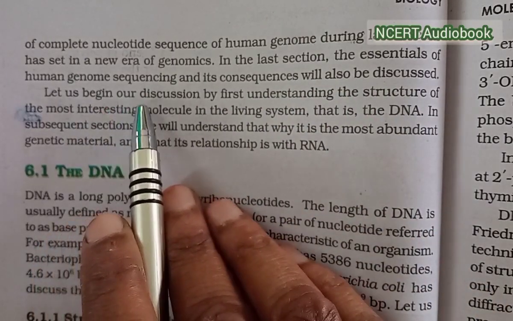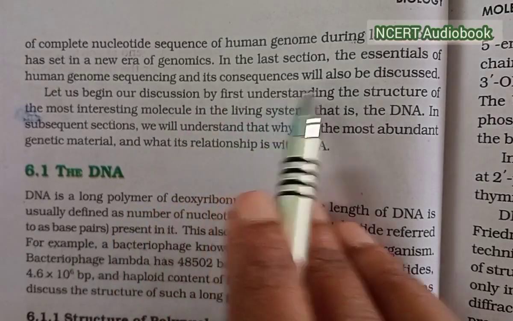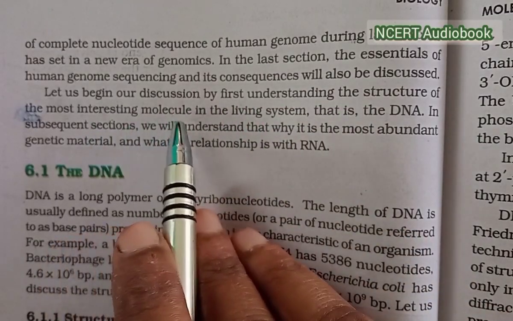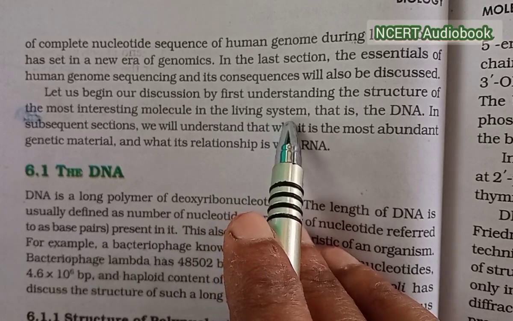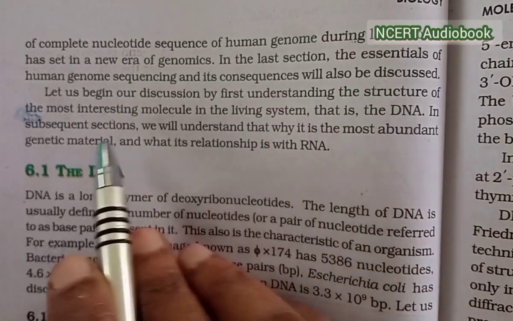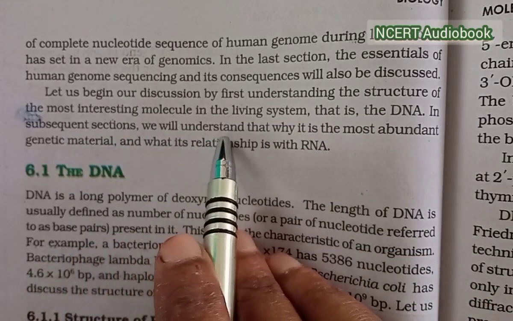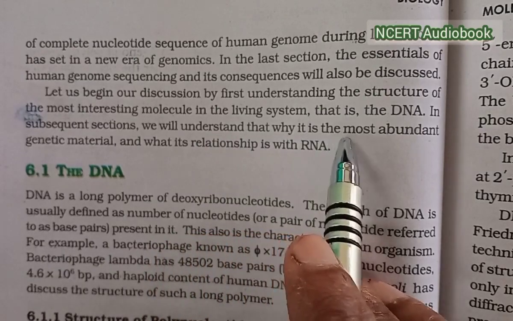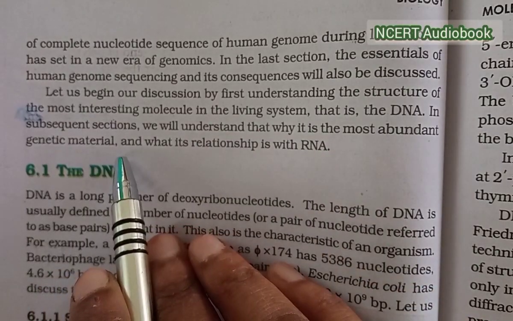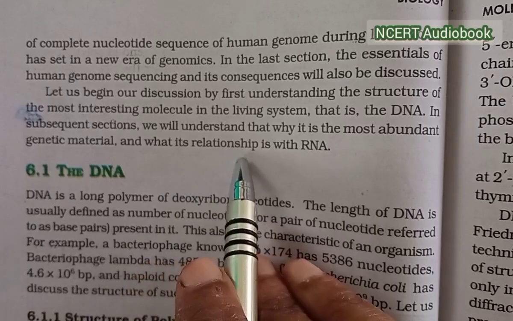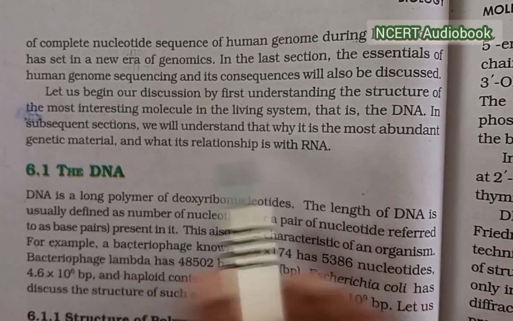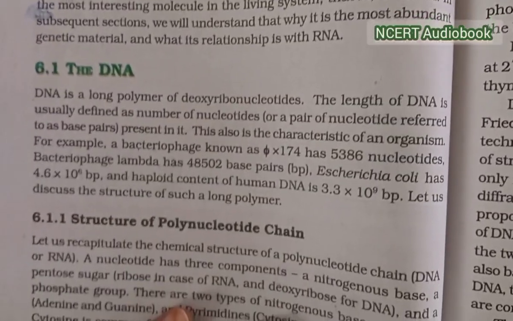Let us begin our discussion by first understanding the structure of the most interesting molecule in the living system, that is the DNA. In the subsequent section, we will understand why it is the most abundant genetic material and what its relationship with RNA is. 6.1 The DNA.